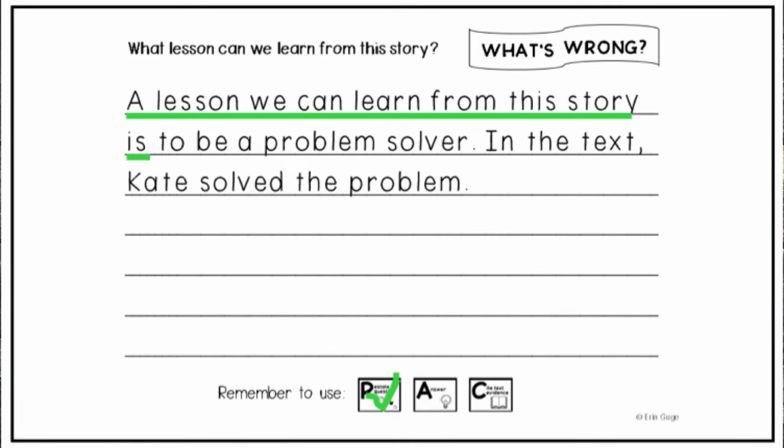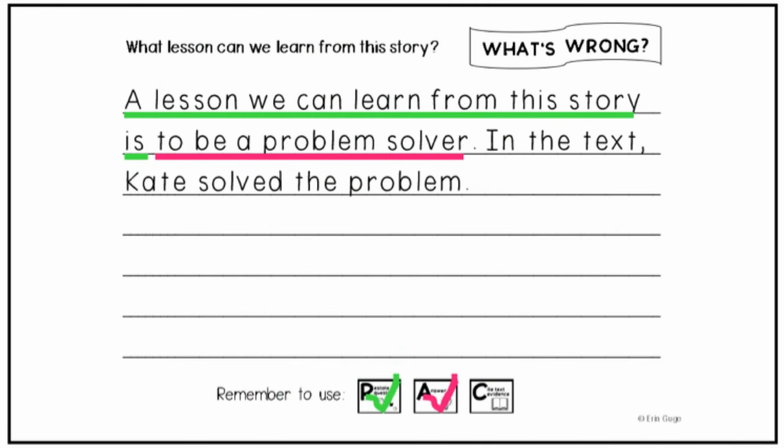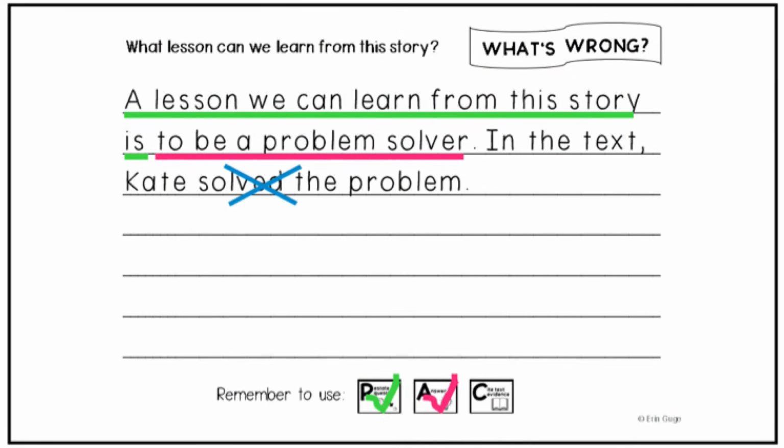Whisper yes or no. Did it answer the question correctly? Yes, it did. It said the lesson is to be a problem solver, and that's one good lesson from the story. Did it cite text evidence to prove that Kate was a problem solver? No, it did not. It did not tell details from the text to show how she solved a problem. You have to prove that she solved a problem. It just repeated the words problem solver with no new ideas from the text. So let's put a green and pink check to show we restated the question and answered it correctly, but a blue X to show it didn't cite text evidence correctly.